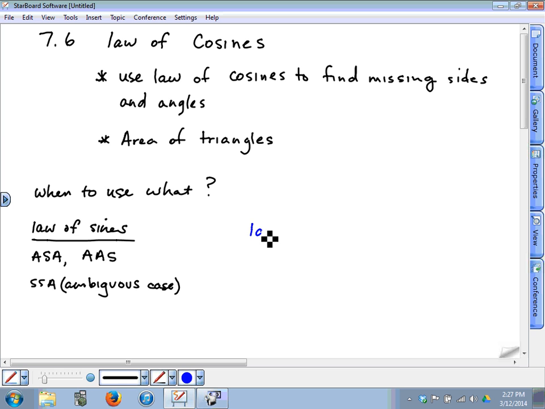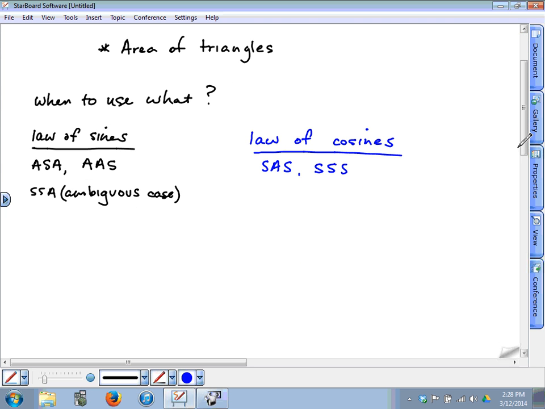For law of cosines, if you have side, angle, side, or side, side, side, this is when you're going to use law of cosines. Another thing to think about, if you're going to use law of sines, you have to know an angle and a side across from it, which would fit all of these cases here. If you know all three sides, or if you have an angle but you don't know the side across from it, that's going to be an instance where you use law of cosines.